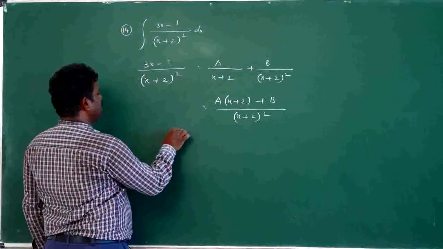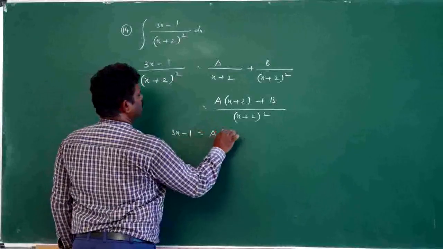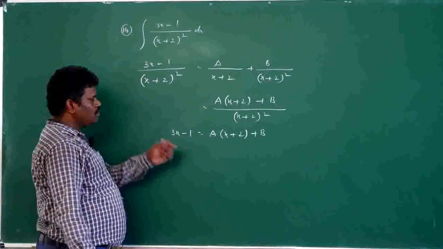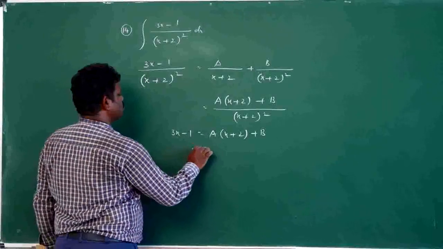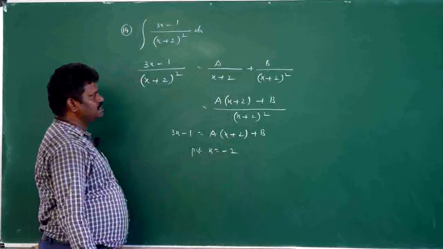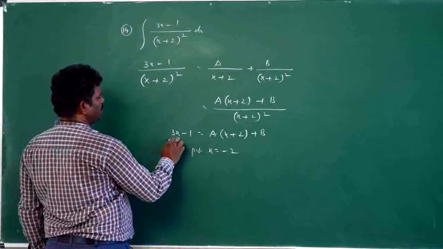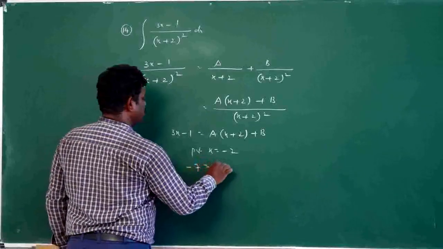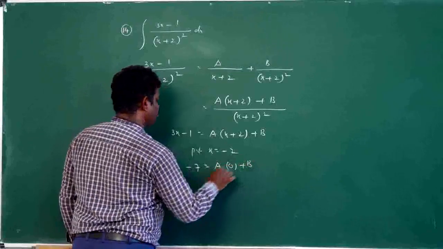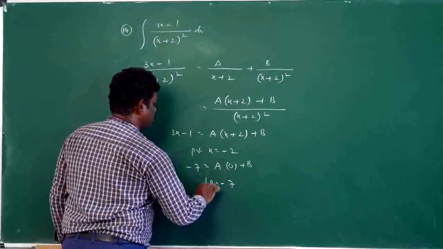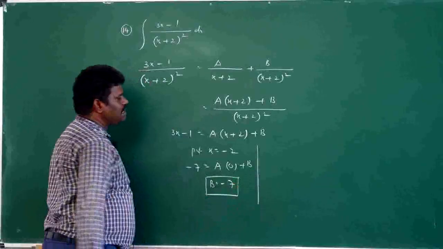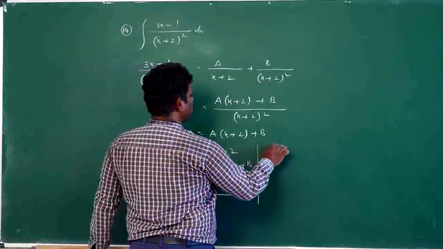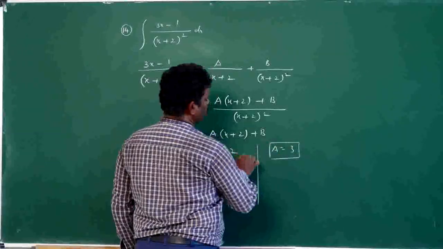Now see here, 3x − 1 is equal to A(x + 2) plus B. Now substituting, put x = −2. Then we get −2 times 3, which is −6, minus 1, which is −7, equal to A times 0 plus B. So B is equal to −7. Then what is the value of A? The coefficient of x is only A, so A is equal to 3.